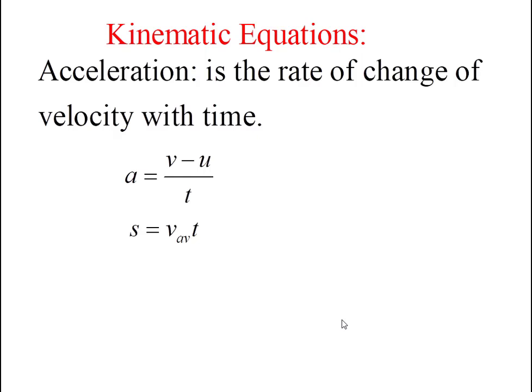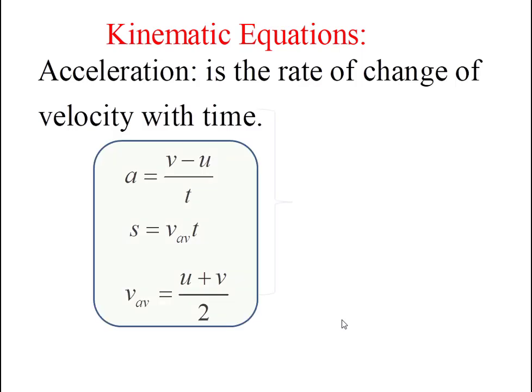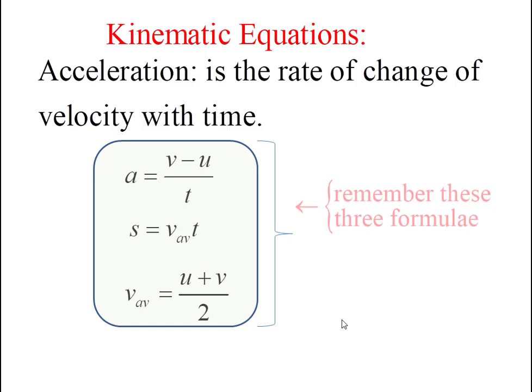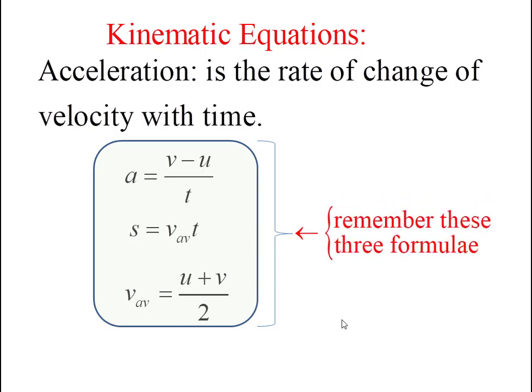For the sake of simplicity of writing the equations, in this case we have omitted the arrow for displacement, velocity and acceleration. And the average velocity is the initial velocity plus the final velocity divided by 2. This is simply the average. And I encourage you to remember only these three equations in order to understand the equations that are involved in kinematics.